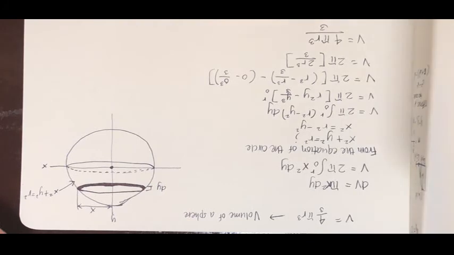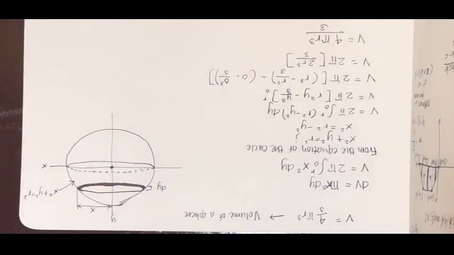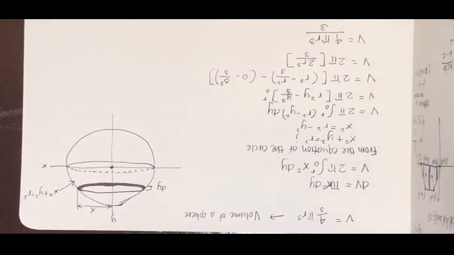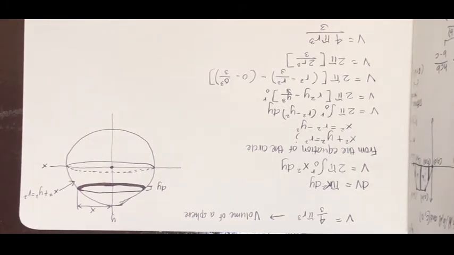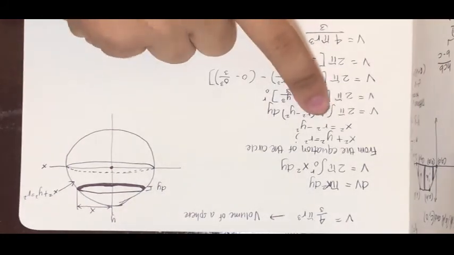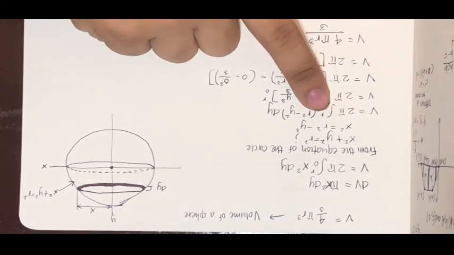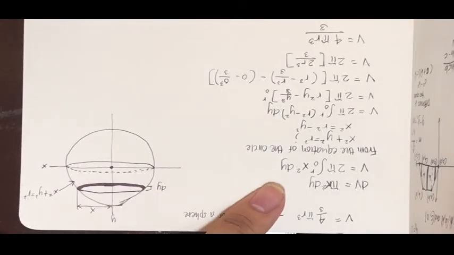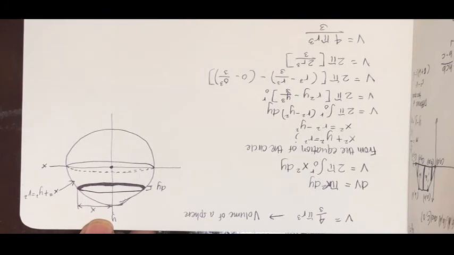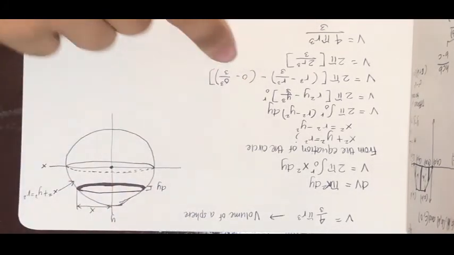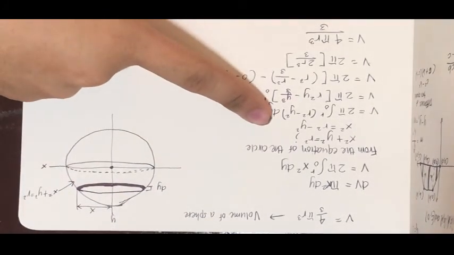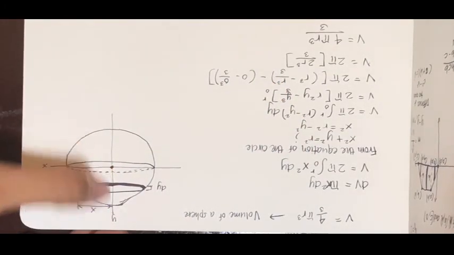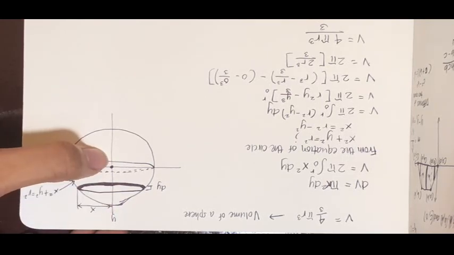So the equation of the circle is x squared plus y squared is equal to r squared. So we can actually transform that to this form right here: x squared is equal to r squared minus y squared. But before that, actually, we have to know how we get the volume of a sphere. So in this case, from the limit of 0 to r, this is r, the radius.